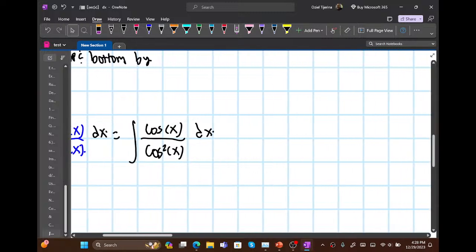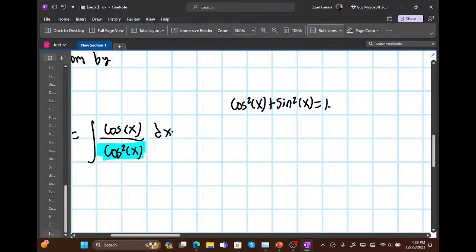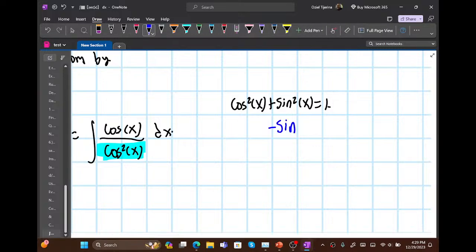Now, here, we must remember the Pythagorean identity for cosine squared x. Remember that cosine squared of x plus sine squared of x is equal to 1. So if we solve for cosine squared, we subtract sine squared here.